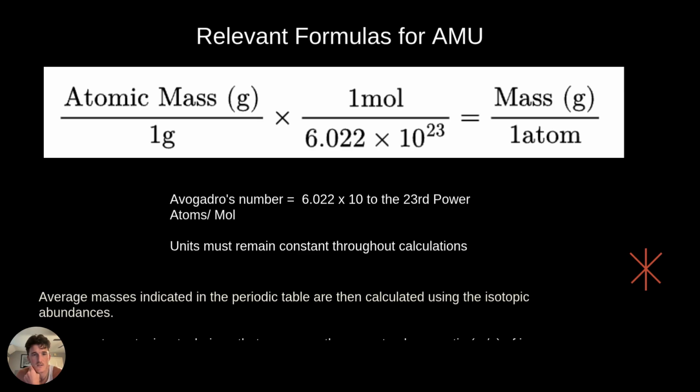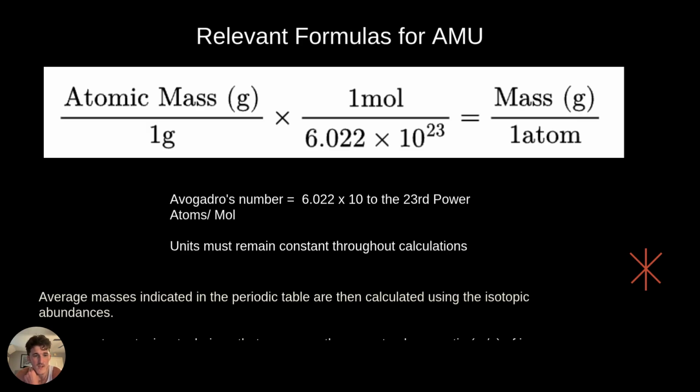So let's get started. As you can see, we got some relevant formulas for atomic mass. Here's just the standard atomic mass, how you find the mass of an atom. You're going to use Avogadro's number, which is right here.